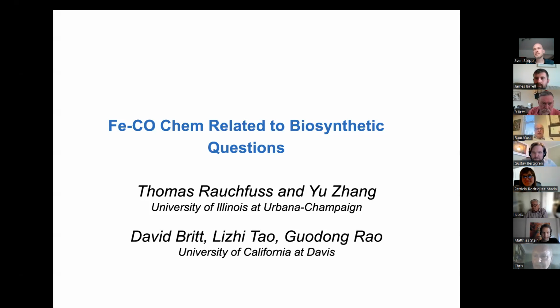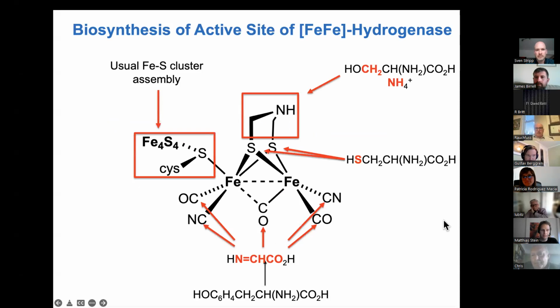I have a lot of slides, so I'm going to move relatively fast. I'm going to talk about the results of this collaboration. So we now know where the source of all of the components of the active site. They're all coming from amino acids, and a very satisfying situation in that regard.